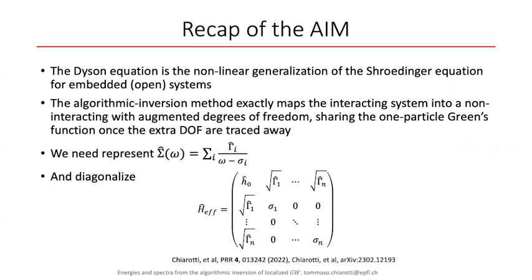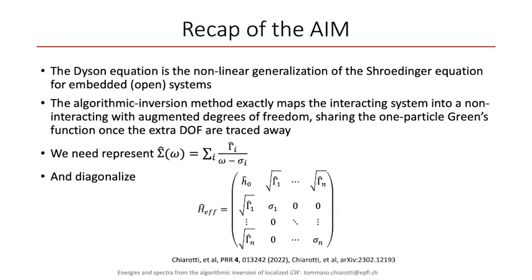Now, the point is that the Dyson equation is the nonlinear generalization of the Schrödinger equation for embedded open systems. And the point is not the generalization; the point is the nonlinear part, of course. The algorithmic inversion method exactly maps the interacting system into a non-interacting system with augmented degrees of freedom, which are the poles, and the residues doing the coupling of the self-energy, and this fictitious non-interacting system shares the same one-particle Green's function as the interacting system once the spurious degrees of freedom are traced away. So the idea is that if we represent the self-energy as a sum over poles and we diagonalize this, we can actually get the solution of the Dyson equation.